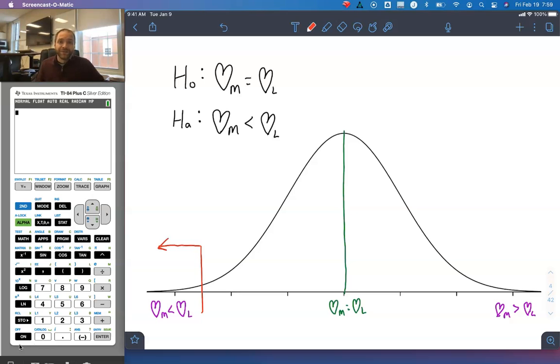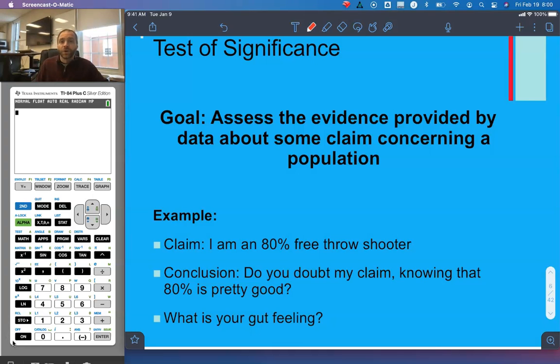And really, that's what we're going to be doing with significance tests. When things are closer to the middle, that's really fitting what the population says, what the null hypothesis says. But when things start going out, in this case, to the left side, it's not lining up with what the claim is. So the goal of a significance test is to assess the evidence provided by data about a claim concerning the population. So there's a claim about the population. Lloyd claims Mary loves him as much as he loves her. We're going to assess that evidence provided by data on is that statement true.